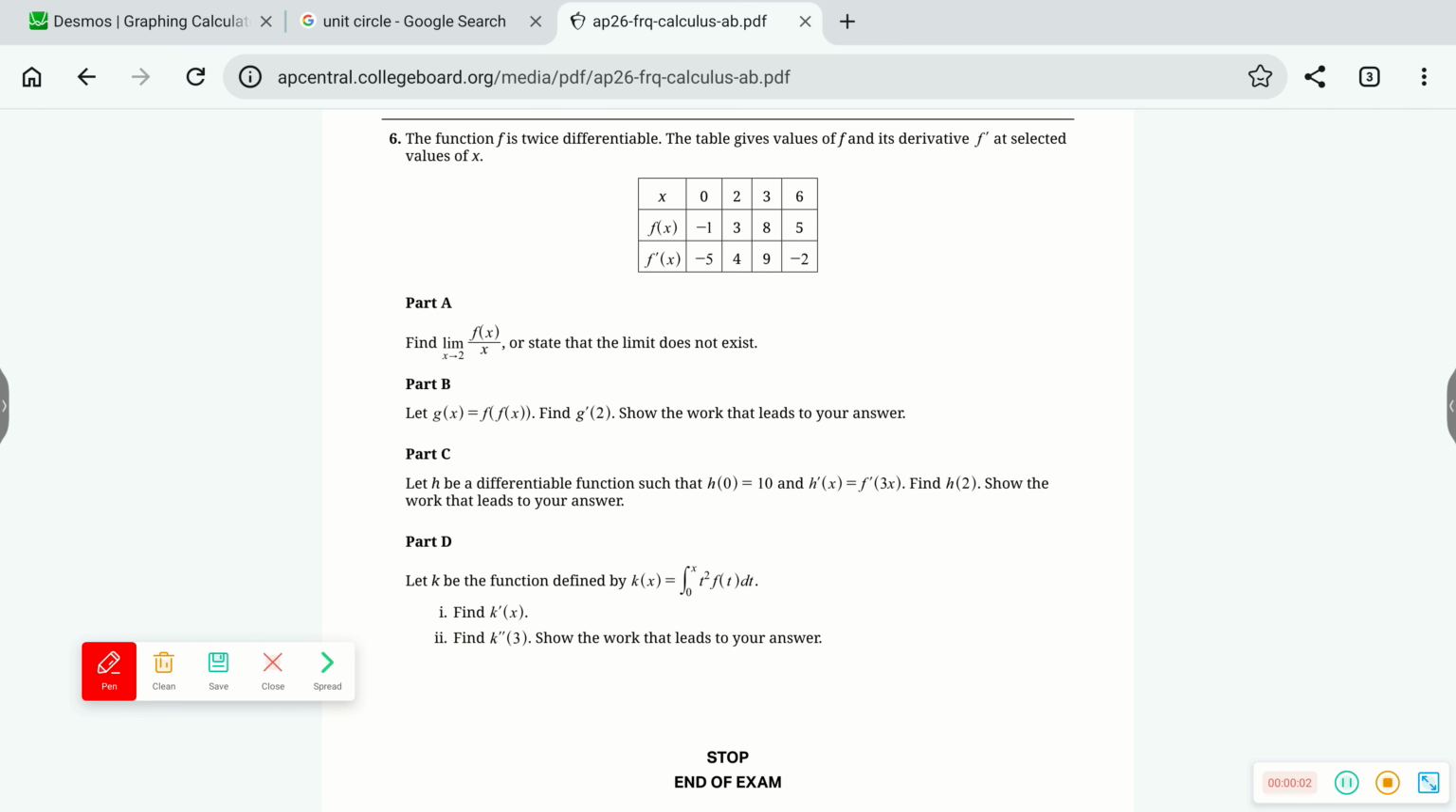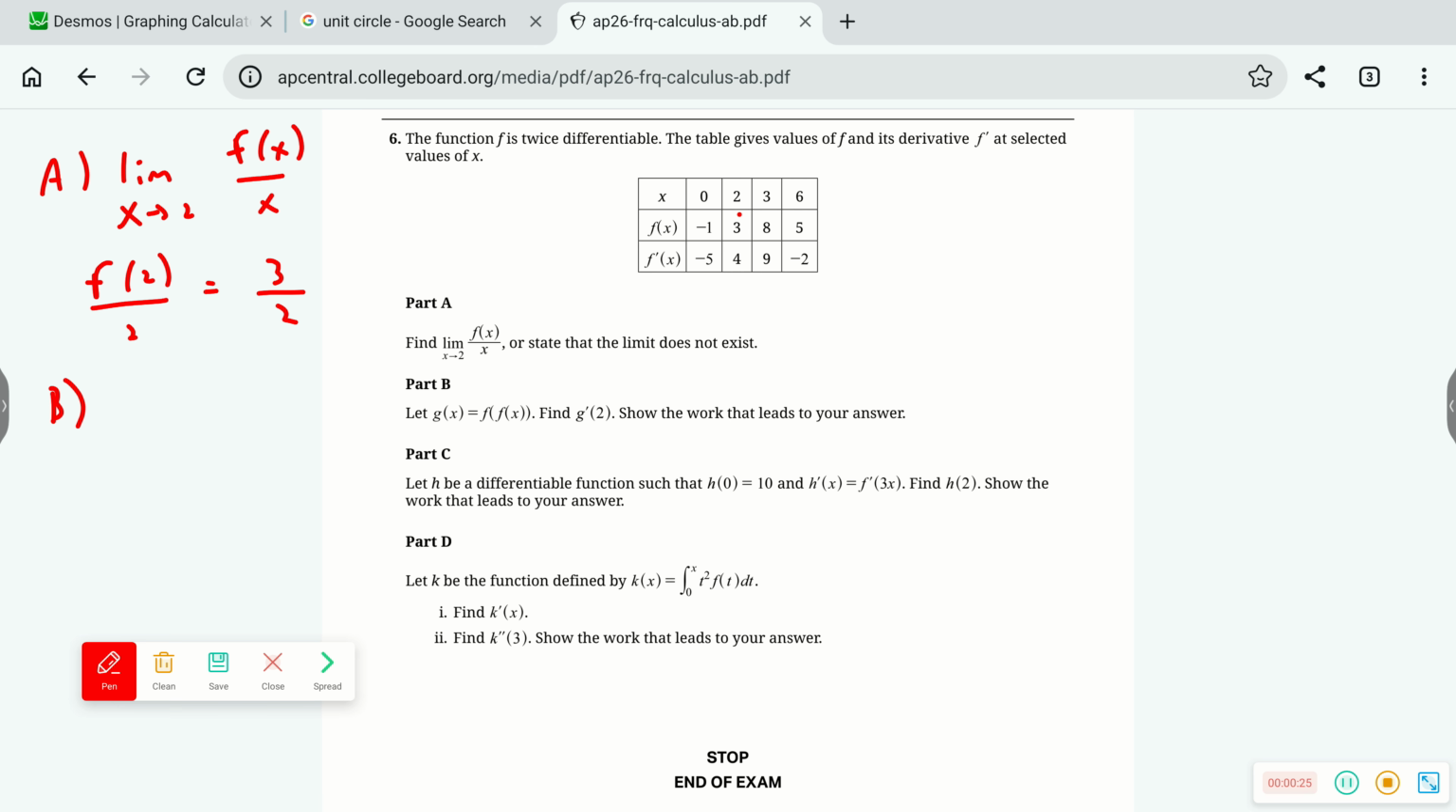This is 2026 AB Calculus number 6. Let's get rolling, part A. The limit as x approaches 2 of f of x over x. Well, when you do a limit, you always just plug it in. That's now f of 2 over 2. And f of 2, if I'm reading that correctly, is 3. So I'm liking 3/2. It's quick and easy.